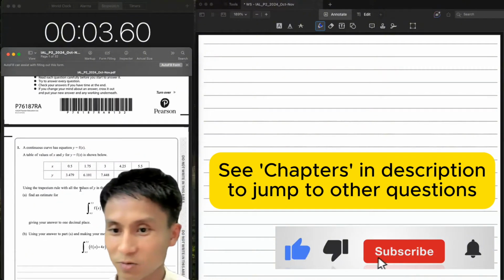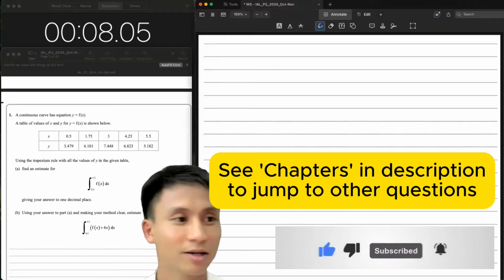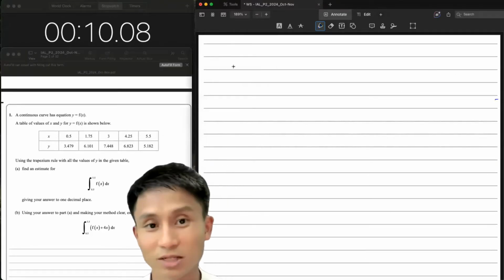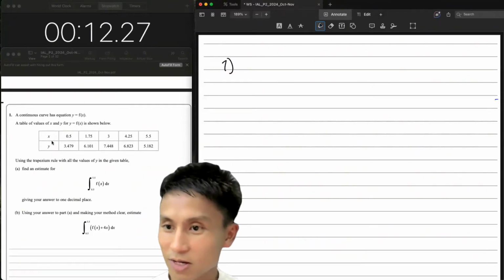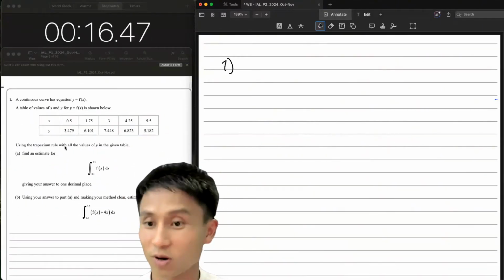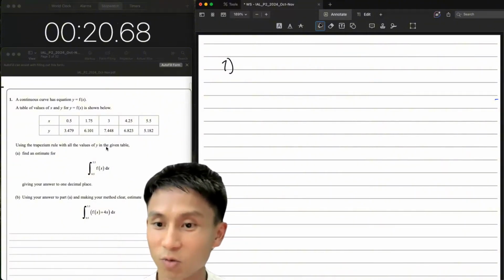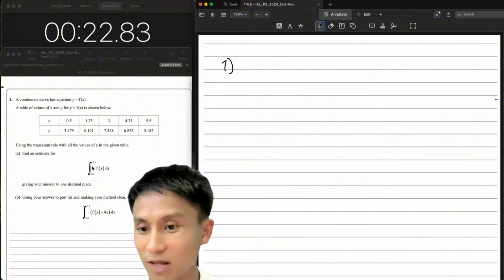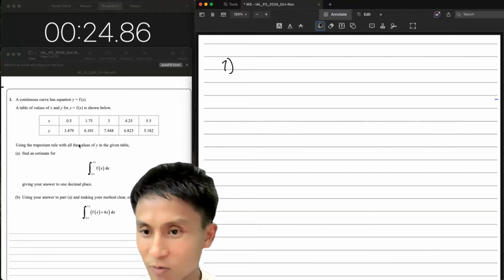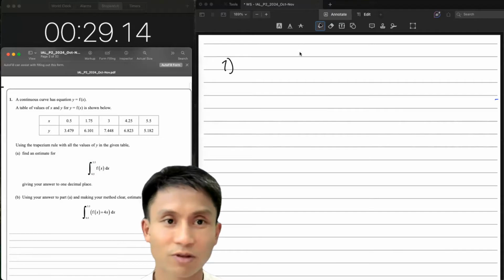Okay. Question 1. All right. So we have a table there. Seems like this is a trapezium rule in P2. Okay. So a table with y equals f(x) gives you all the x and the y already. That's good. Using the trapezium rule with all the values of y given in the table, find the estimate for that. So just be careful here. We are integrating from 0.5 to 5.5. That's just everything in the table.